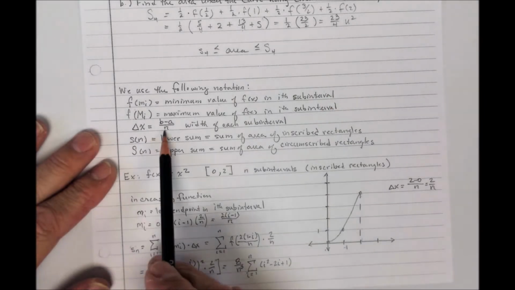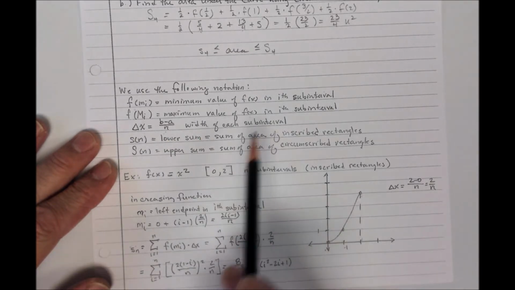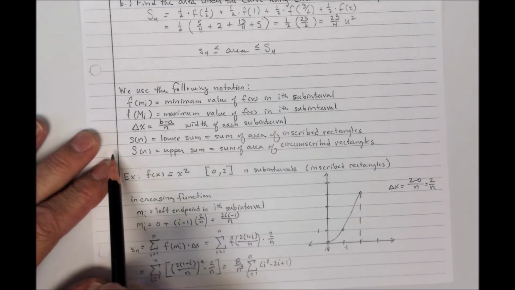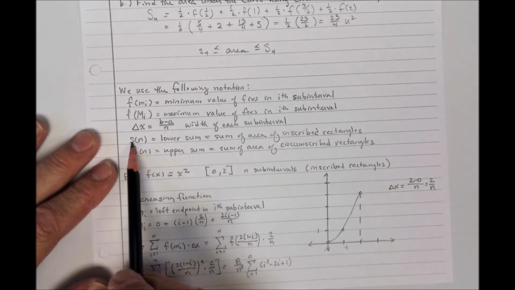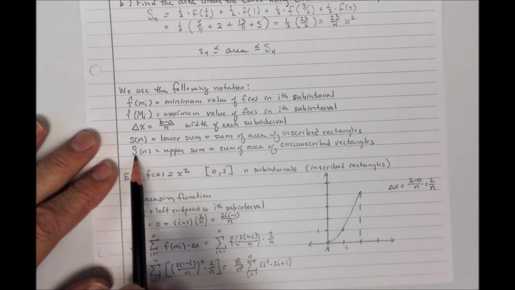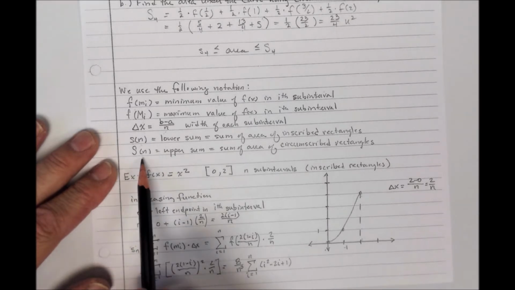Delta x is b minus a over n. I kind of showed that. That's the width of each subinterval because it's a regular partition, all the same. S of n, now, sometimes they use subscripts. Sometimes they'll actually use what looks like set notation or function notation. Lowercase s of n is the lower sum because it's a smaller case letter s, and capital S of n is the upper sum.